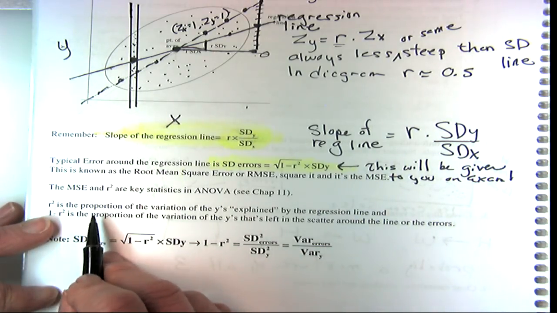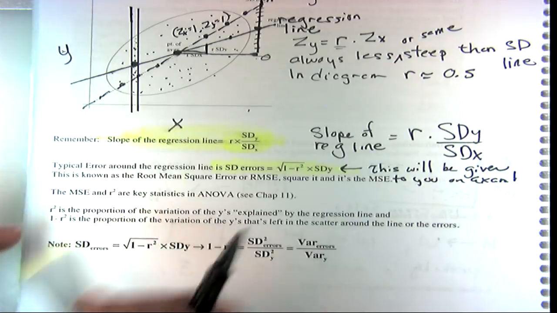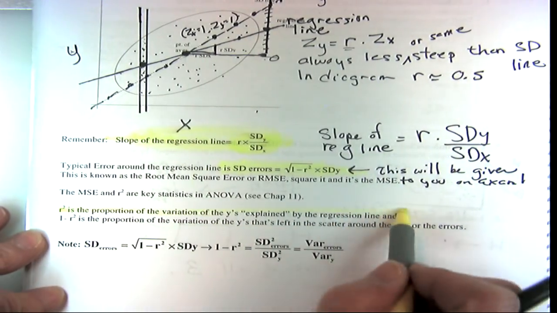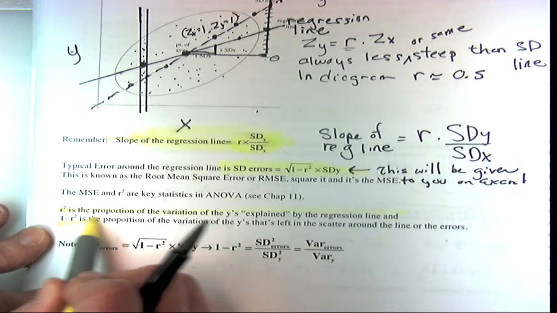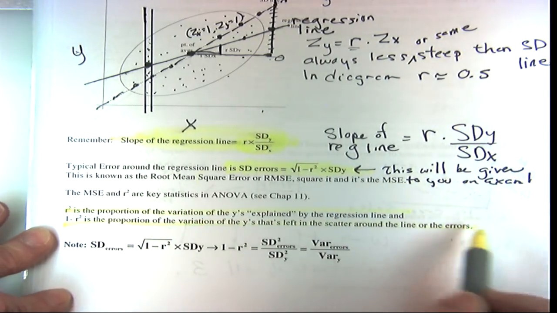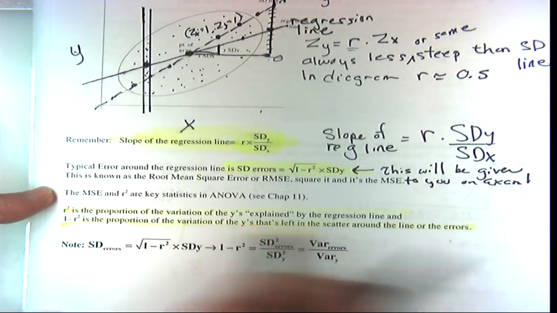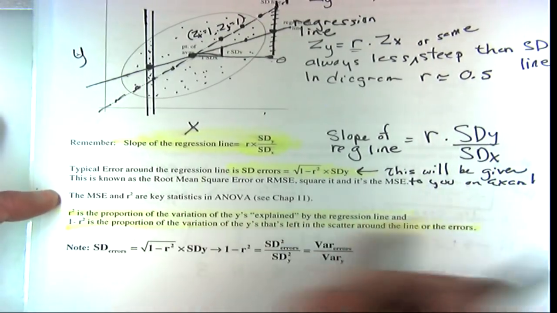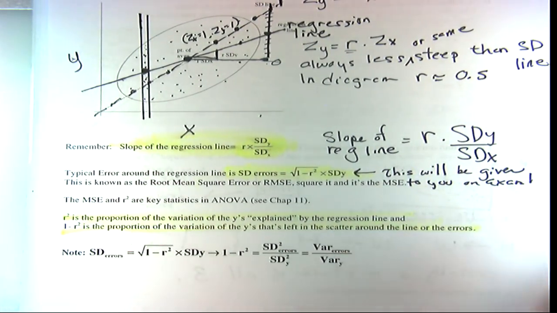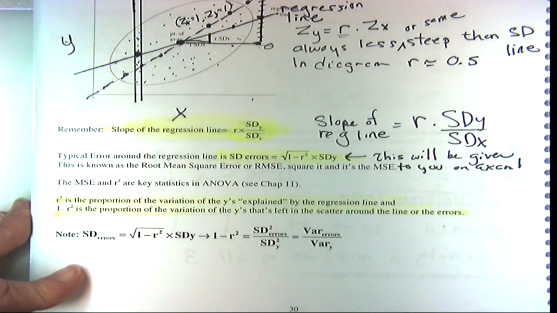Because r squared is the proportion of the variation of the y's explained by the regression line, and 1 minus r squared is the proportion left in the scatter around the line. Now we're going to talk about this a lot later, but first let's just get through the mechanics so you can do the homework.